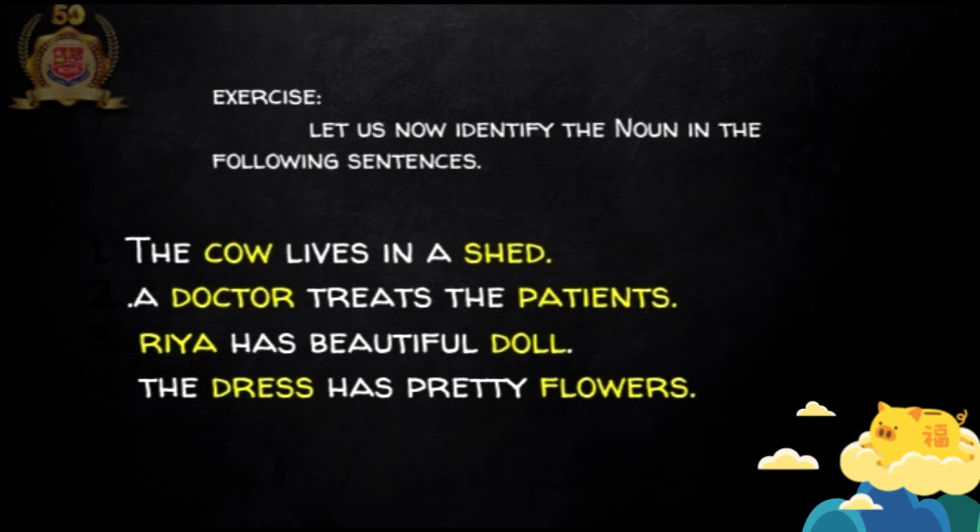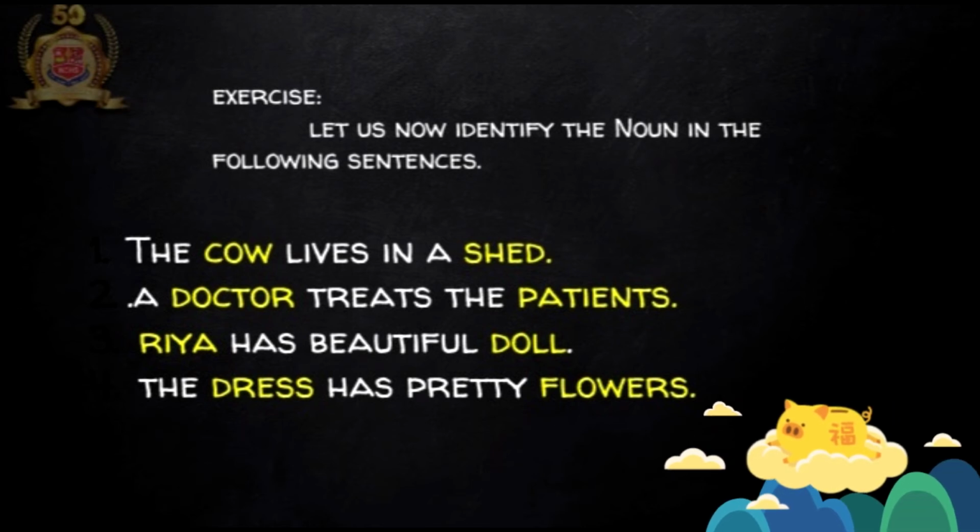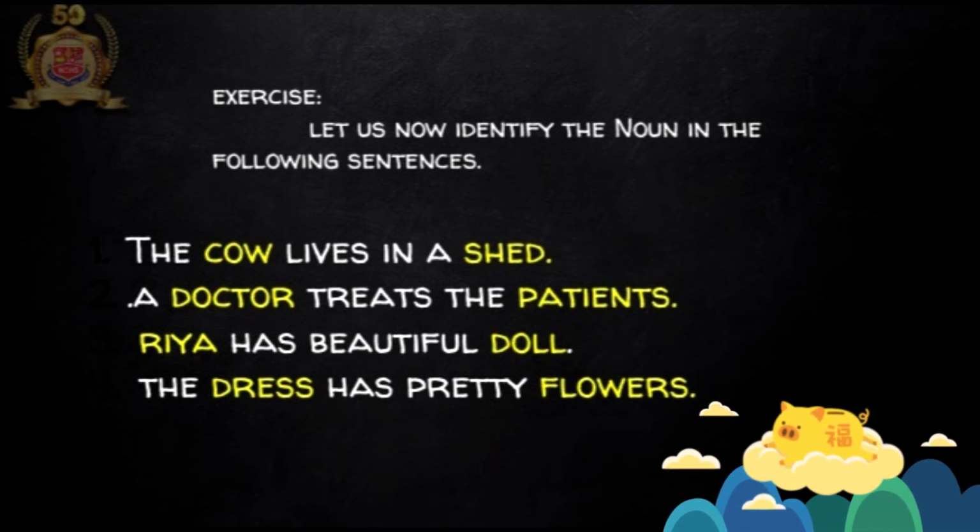Children, let's do the exercise now. Let us now identify the noun in the following sentences. The cow lives in a shed. Here, cow and shed are naming words. A doctor treats the patients. Doctor and patients are the naming words.